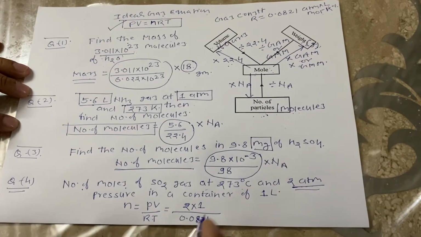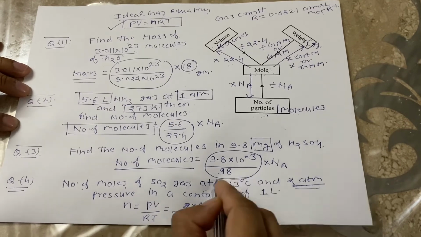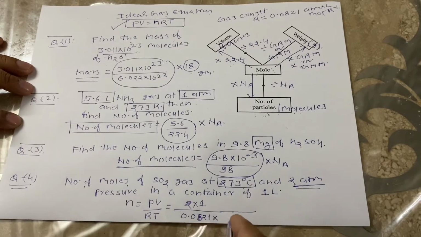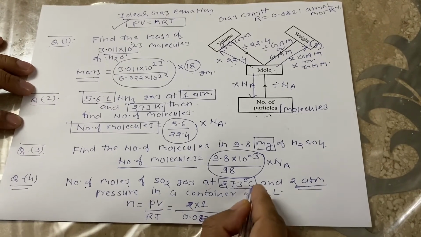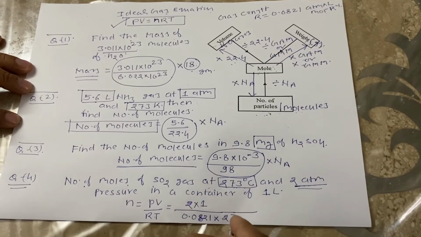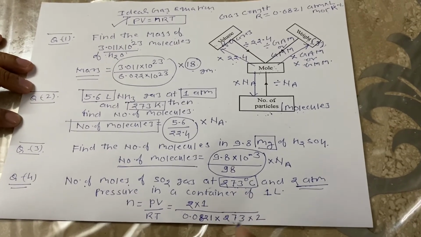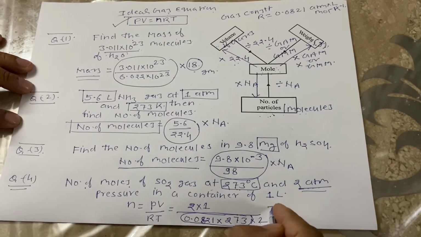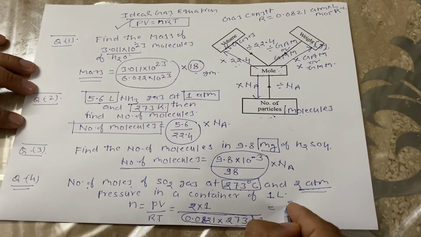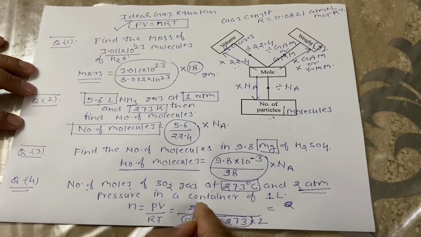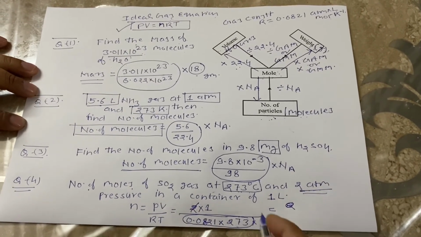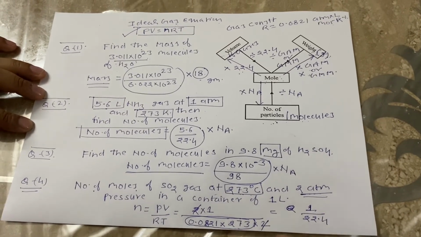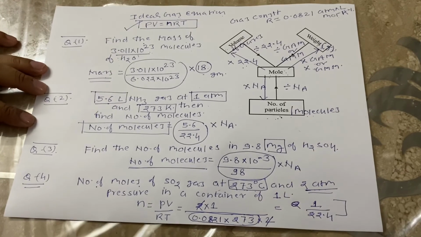So 2 into 1 divided by 0.0821 into 273 degrees Celsius. The temperature is to be converted into Kelvin, so we write 273 degrees Celsius as 273 into 2, which is 546. The product of 0.0821 into 273 is 22.4, which you should remember. When we calculate, the 2s cancel, and we get 1 upon 22.4. This will be the required answer. So thank you very much.